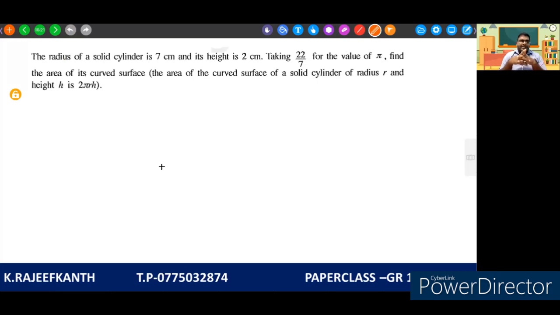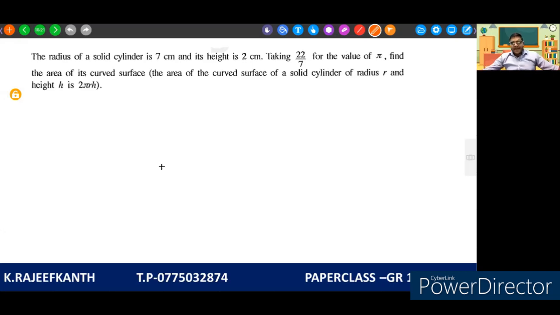Then next one. The radius of a solid cylinder is 7 centimeter and its height is 2 centimeter. Here they have given the radius of a cylinder is 7 centimeter and height is 2 centimeter. Taking 22/7 for the value of pi, find the area of its curved surface. You know that there are circular faces and also a curved face in the cylinder. Now you have to find the curved surface of that cylinder.